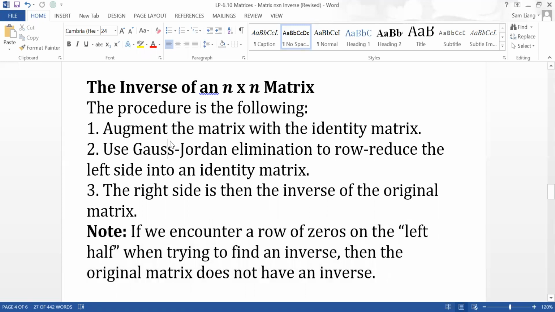So as you can see, by augment, we just mean kind of like combine them. So we're going to combine the two matrices: the matrix that we're trying to find the inverse for with the identity matrix. If you remember the identity matrix, that's like the number one, quote unquote, matrix from, I think, 2 lessons ago.